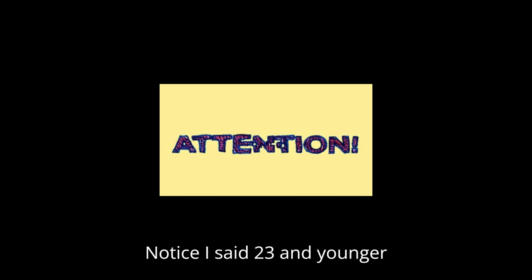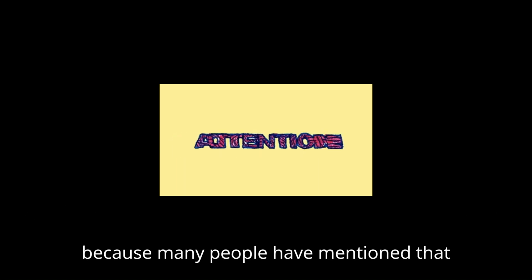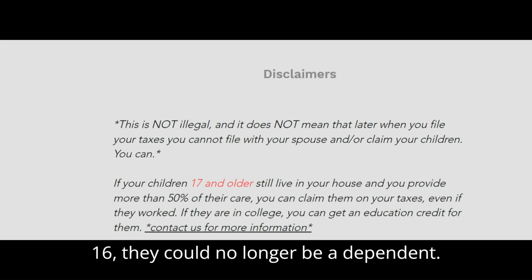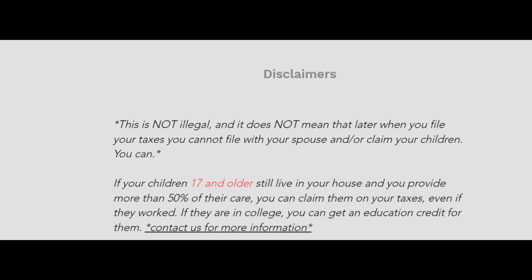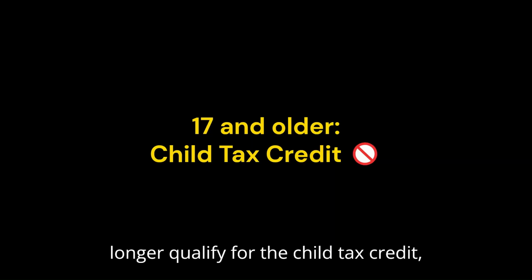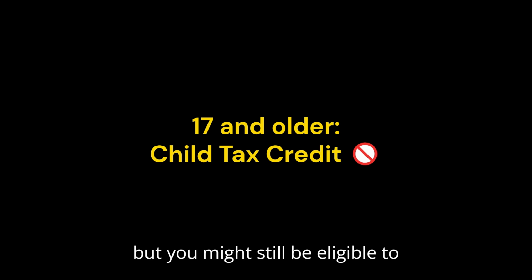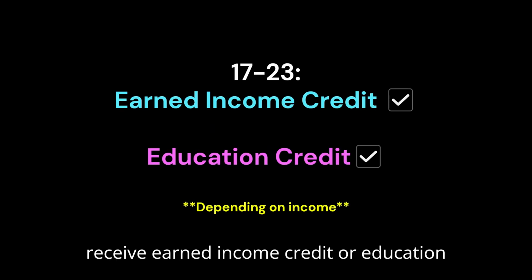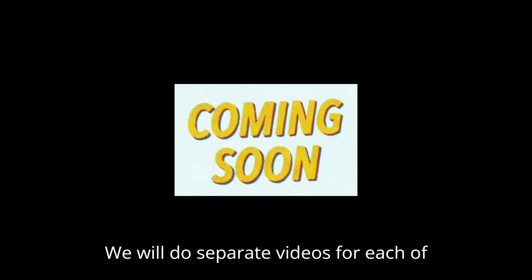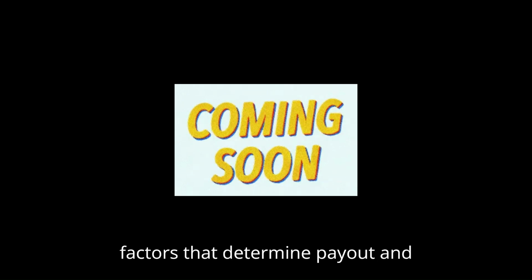Notice I said 23 and younger because many people have mentioned that they were told once their children turned 16, they could no longer be a dependent. That's absolutely false. They will no longer qualify for the child tax credit, but you might still be eligible to receive earned income credit or the education credit, or both, depending on your income. We will do separate videos for each of those credits because they have several factors that determine payout and eligibility.